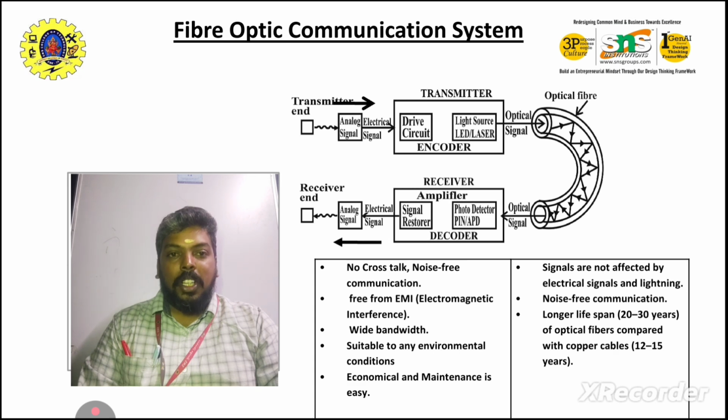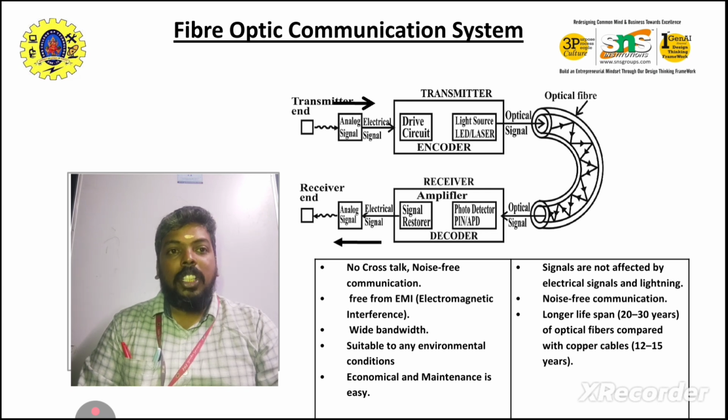In this picture, you can see the optical fiber communication block diagram. This is how the optical fiber cable transmits signals from one end to the other, with a transmitter end and a receiver end. A lot of devices are used to transmit the signals. First, we receive the signals in analog form.